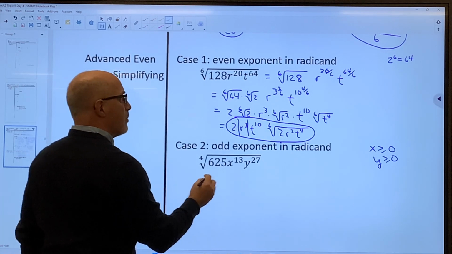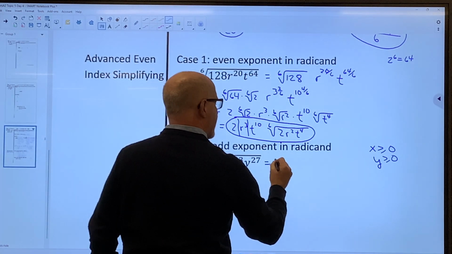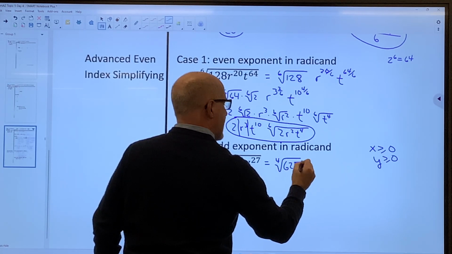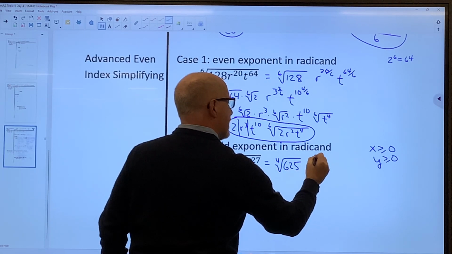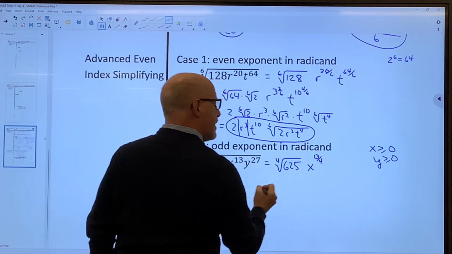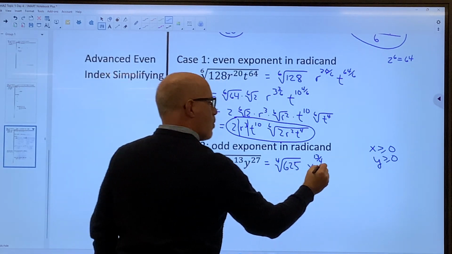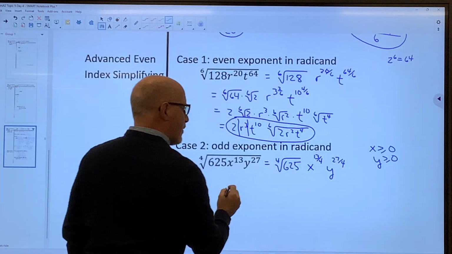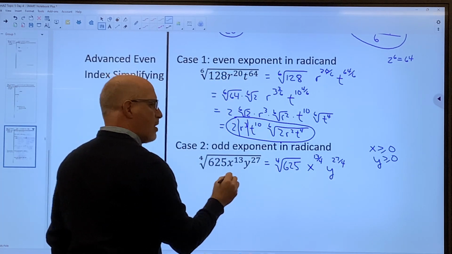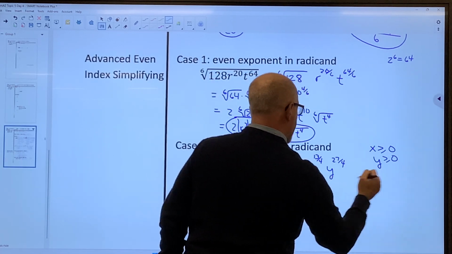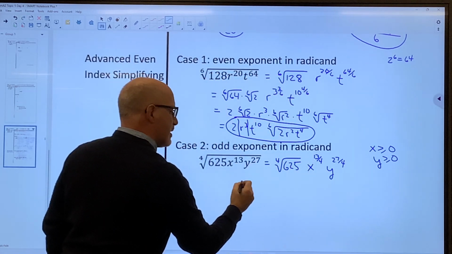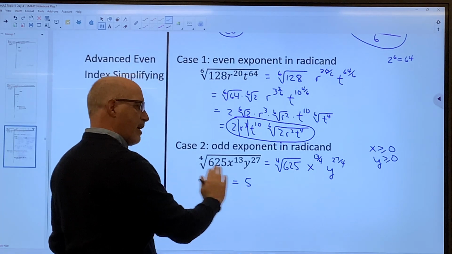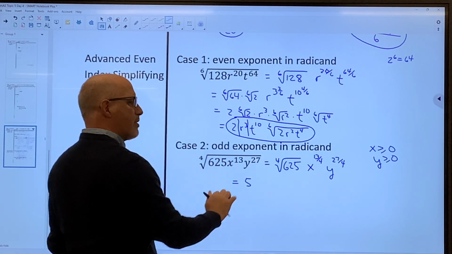So for this one, when we do it, I'm going to think about the 4th root of 625. I'm going to do x to the 13/4. Remember, make it into a fractional exponent. y to the 27/4. The 4th root of 625, well, if you recall, 5 to the 4th power is equal to 625, so we get that to be just a 5, so that's a number that comes out. There's no numbers left underneath.